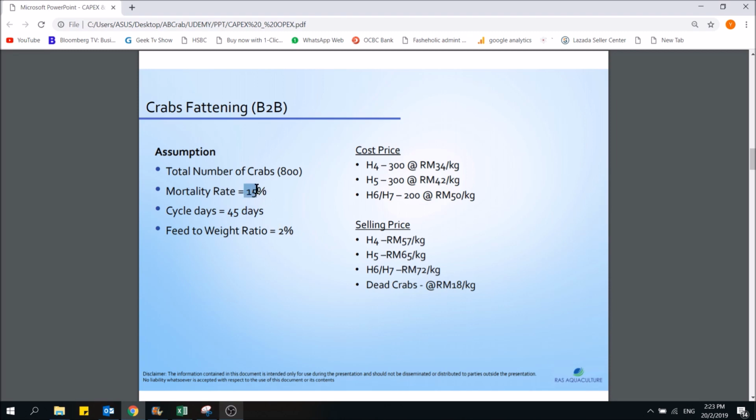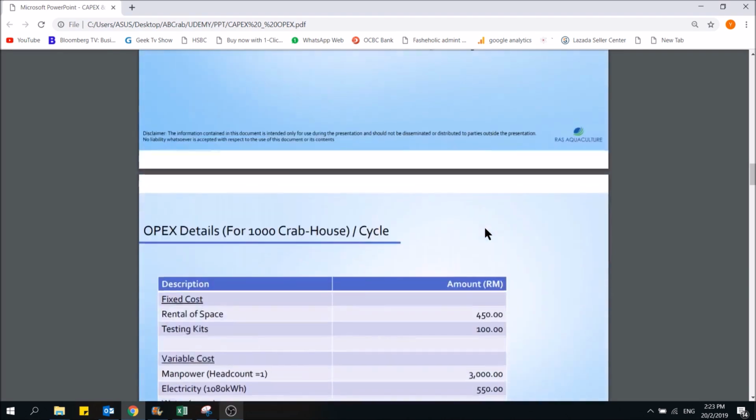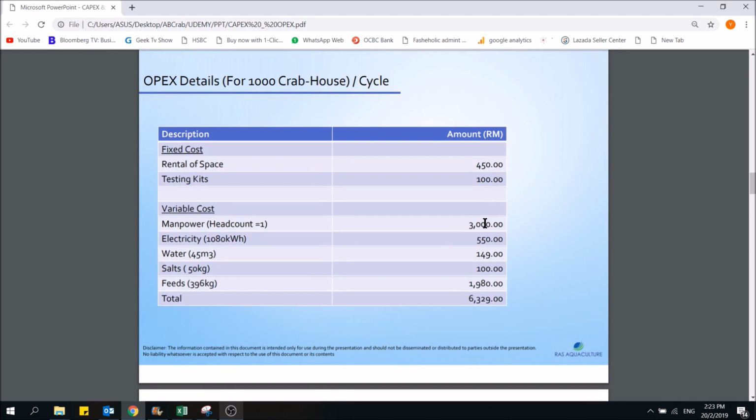But I'm running a conservative case, and you would see that the first thing is the operating cost: the rental will cost you about 450. Testing kits will add 100 ringgit per month. Manpower, you'll be hiring one guy to run all of this. One guy can run up to 2,500 boxes. That's also possible. You just have to feed every day and clean out the boxes.